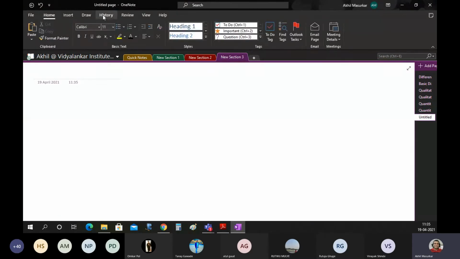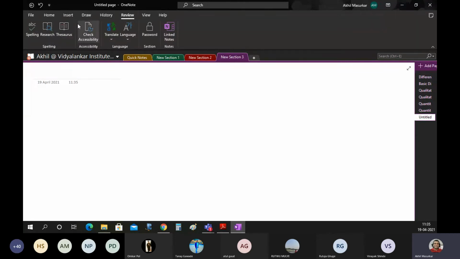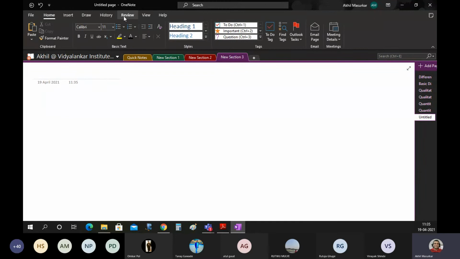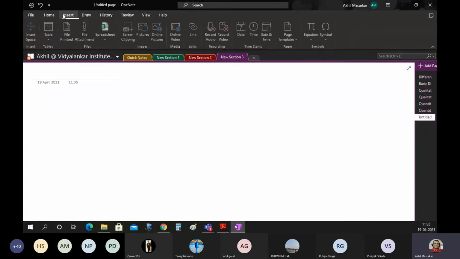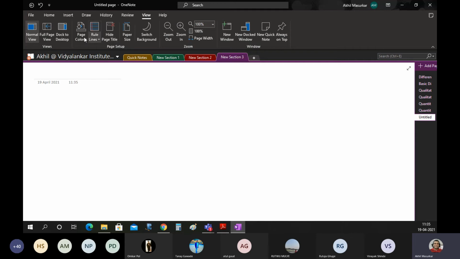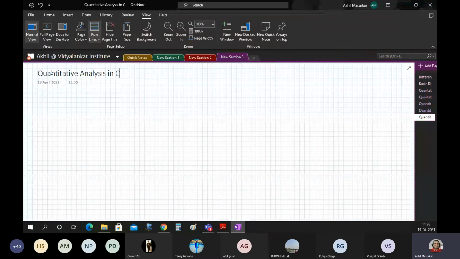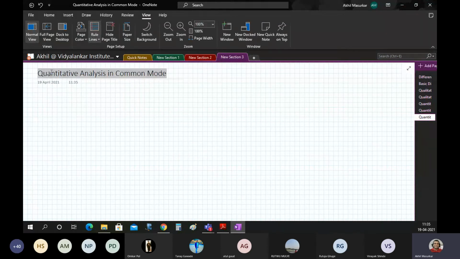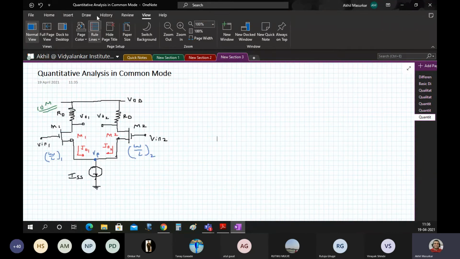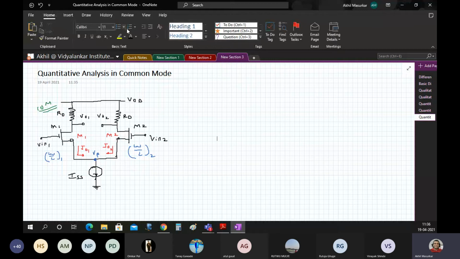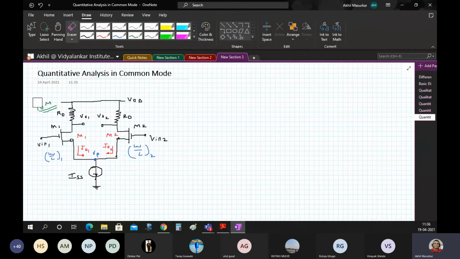And now let us go to the last part of this chapter, that is the quantitative analysis in common mode. So start drawing this.